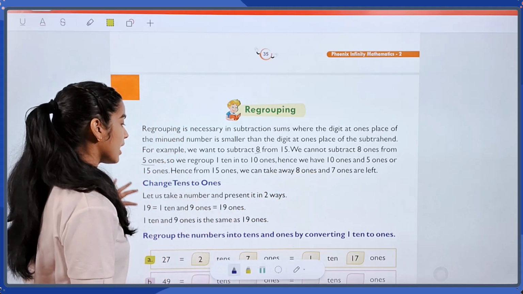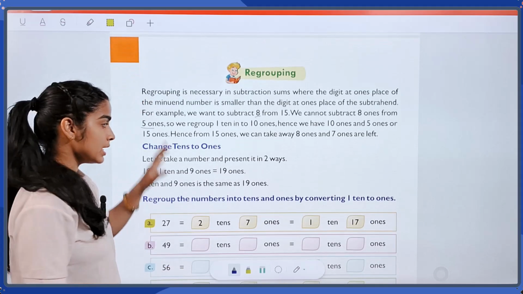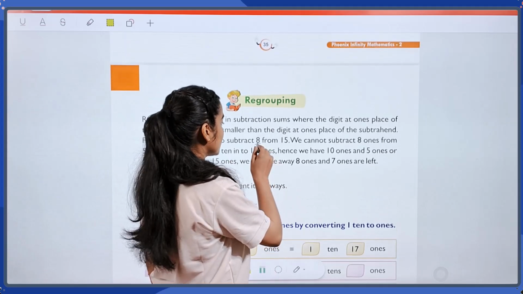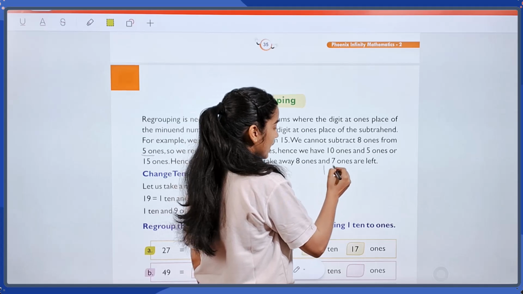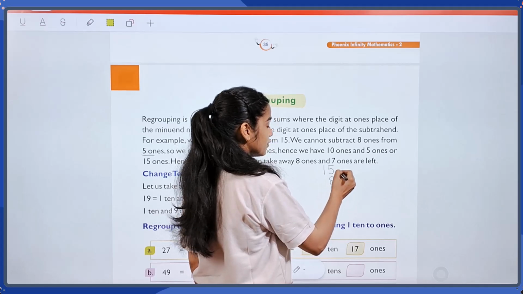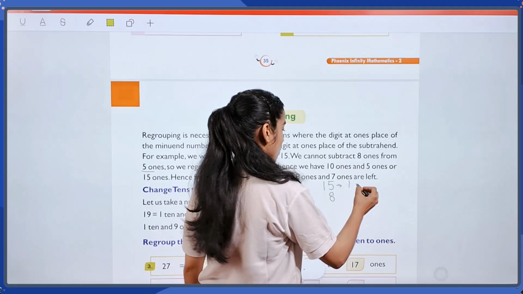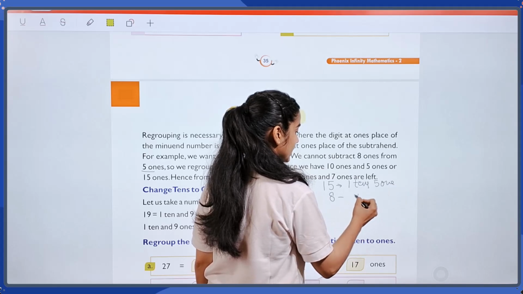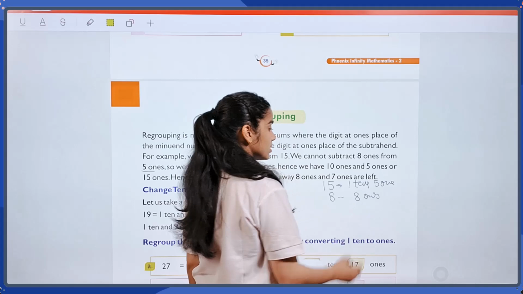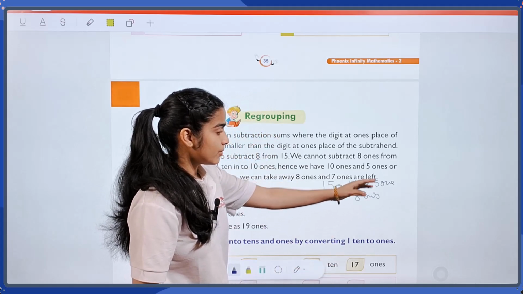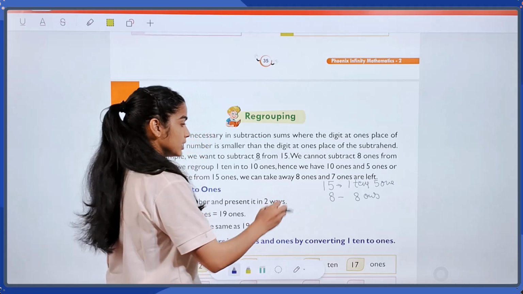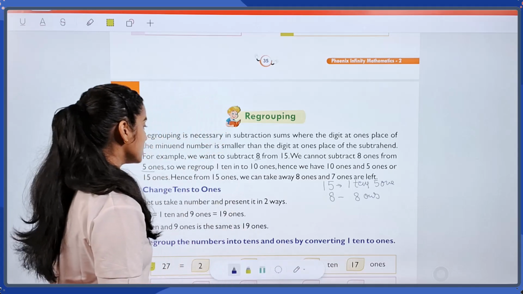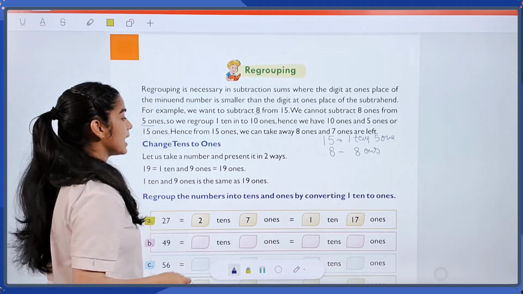So, it means this is how we have to subtract with the help of regrouping. Let's take an example to understand this. Already we have an example where we have to subtract 8 from 15. So first we have to convert this, which means 1 ten and 5 ones, and here we have only 8 ones. So first we have to subtract 8 ones from the 5 ones, and it will be 3. The result will be 3 ones, and then we have to subtract 3 ones from the 1 ten, which means the end result is 7.